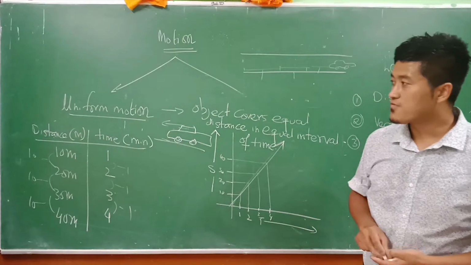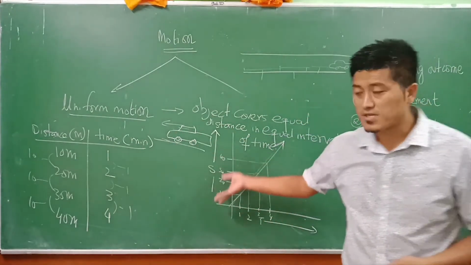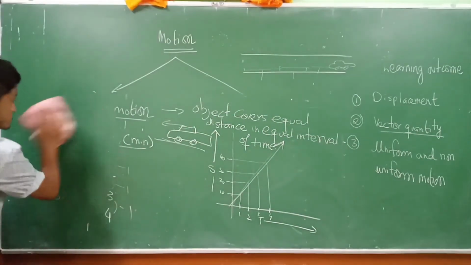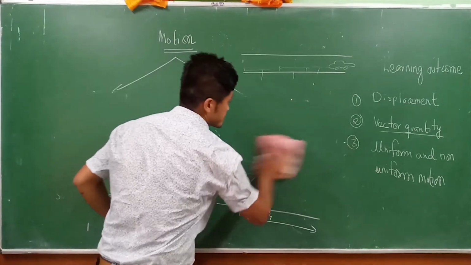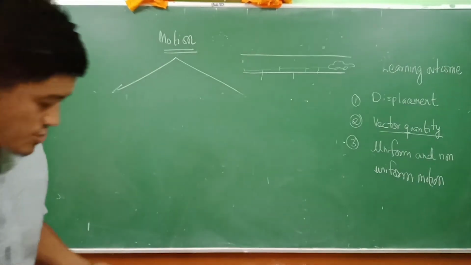Understood? Now let's go for the non-uniform motion. It's just the exact opposite of what we have done right now, right? Okay. So non-uniform motion.